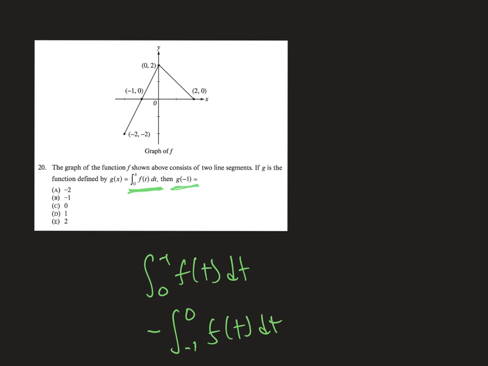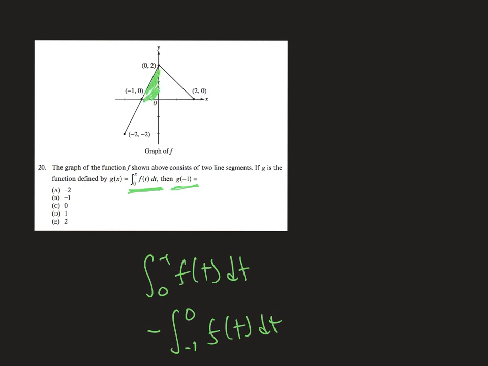Since g is a definite integral of f, it's computing the area between the curve and the x-axis. So when this says g of negative 1, what we're really asking is, what is the answer to this definite integral, right? The area between the curve and the x-axis. Now notice these limits of integration are switched around. So typically what we really want to do is just do the opposite of the definite integral from negative 1 to 0 of f of t dt. Okay? And what that means is we want this area, and then we're going to make it negative.